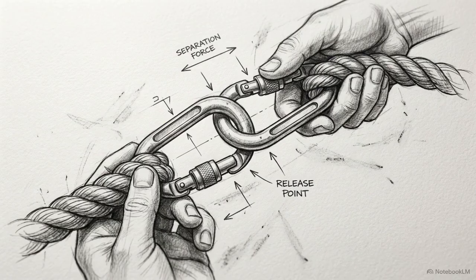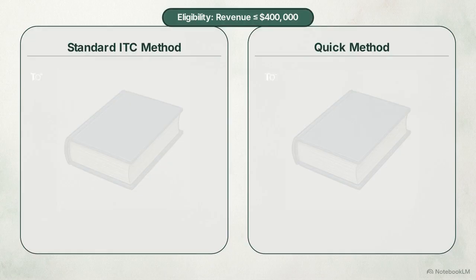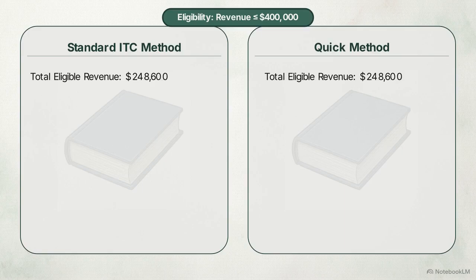Agile founders can use these specific rules to decouple their mandatory tax remittance from their actual expenses. This split-screen ledger compares the standard reporting system with the quick method. Available for certain businesses with under $400,000 in revenue, this election replaces the tedious tracking of individual input tax credits with a single flat remittance percentage.